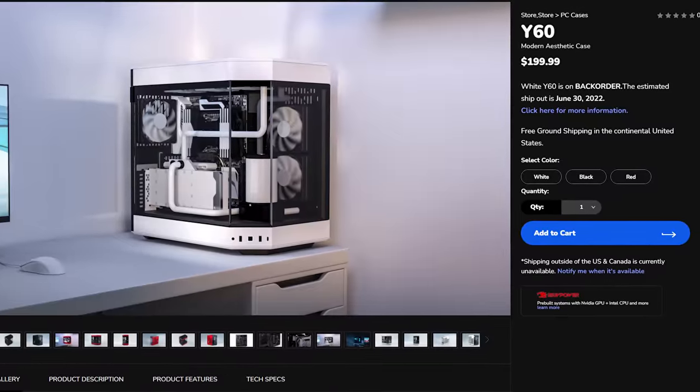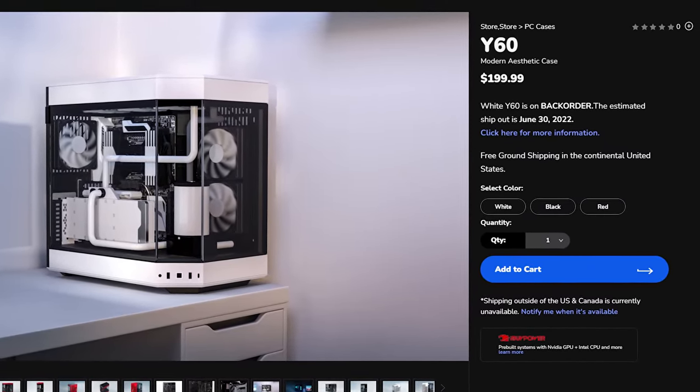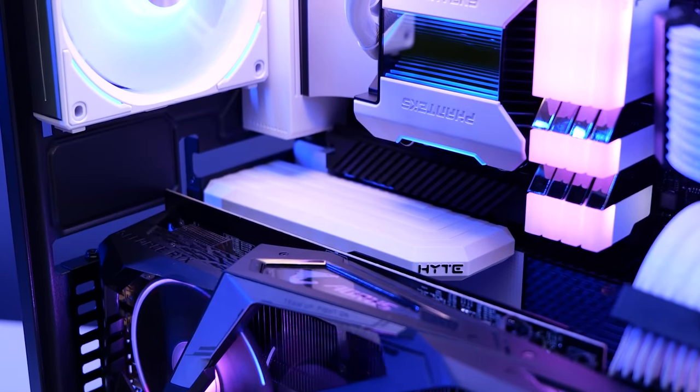Now the price is just shy of $200. It's definitely not a budget case, but I mean, it doesn't look like a budget case. It looks expensive, feels premium, and you do get the riser cable included as well. So all in all, I think you're getting what you pay for.